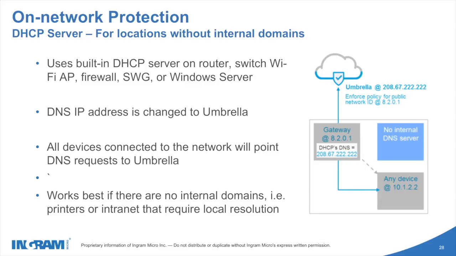or router. DHCP is short for Dynamic Host Configuration Protocol, and with one minor edit, meaning if you change the DNS IP address to that of the Umbrella Global Network, it will tell any device connected to a network to point DNS to Umbrella. But that works best if there are no internal domains, such as for printers or intranets, that need to be resolved locally. If that's the case, then the customer will have a DNS server on the network.